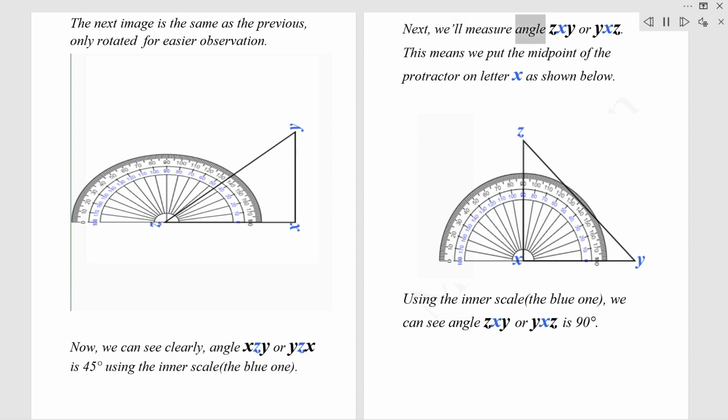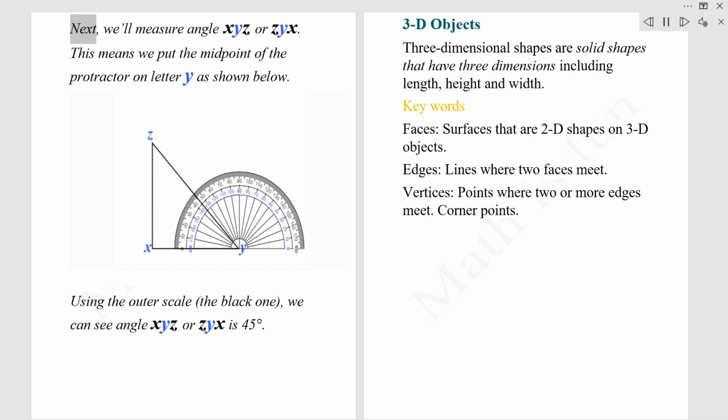Next, we'll measure angle ZXY or YXZ. This means we put the midpoint of the protractor on letter X, as shown below. Using the inner scale, the blue one, we can see angle ZXY or YXZ is 90 degrees. Next, we'll measure angle XYZ or ZYX. This means we put the midpoint of the protractor on letter Y, as shown below. Using the outer scale, the black one, we can see angle XYZ or ZYX is 45 degrees.